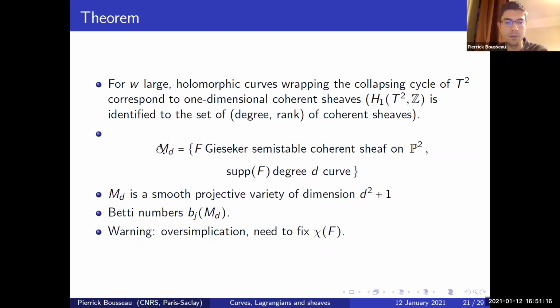So in first approximation, for every D, you look at the moduli space of coherent sheaves on P2, supported on curves of degree D, which are Gieseker semi-stable. And you look at the simplest topological invariants of this moduli space, you look at the Betti numbers.